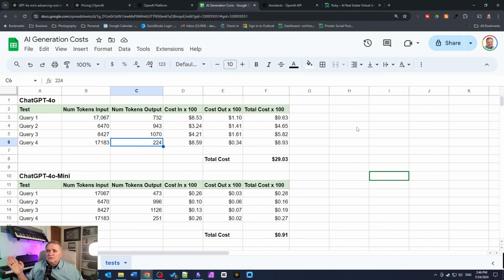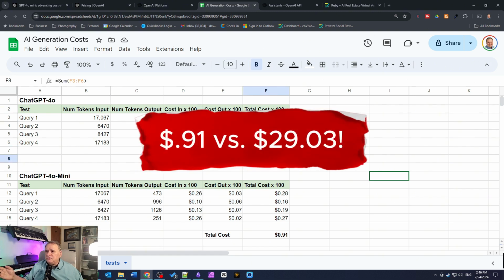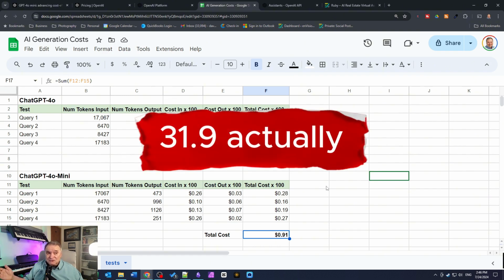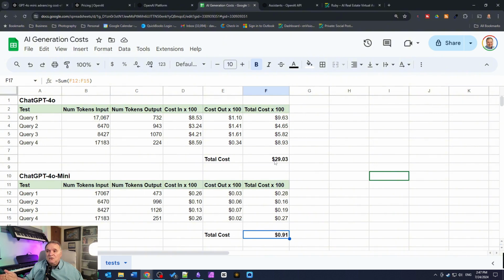Anyway, after 4 tests, multiplying by 100 again, it would cost us $29 with GPT 4o and only 91 cents with Mini. Are you kidding me? That is like 1/30 of the cost. That's a huge deal. And so when we're passing along these costs to our clients, what a difference.